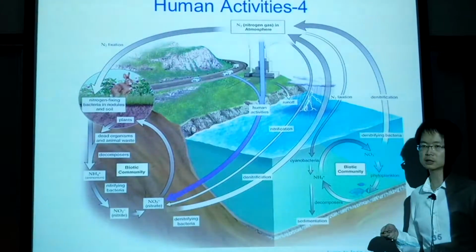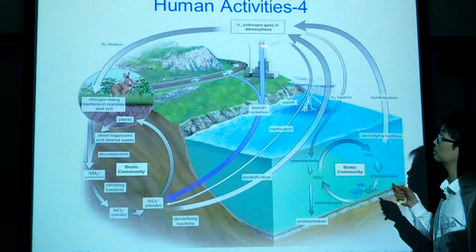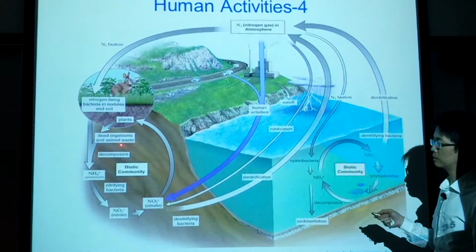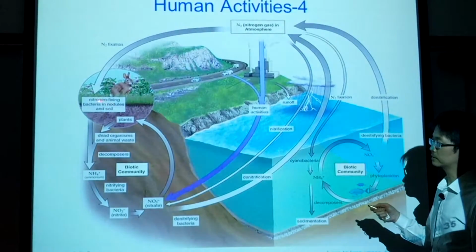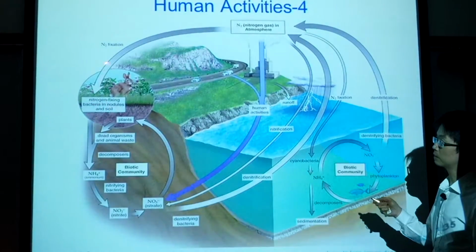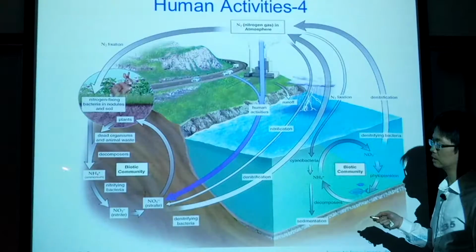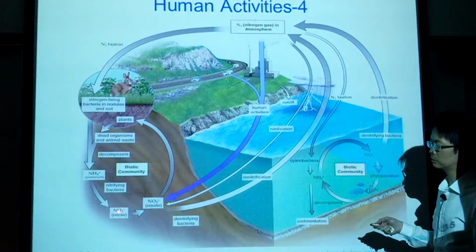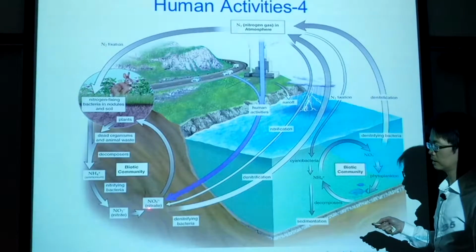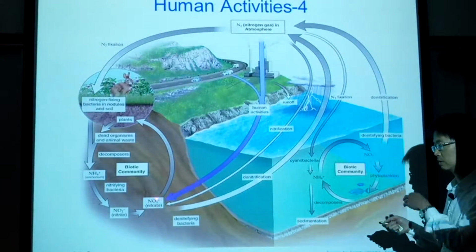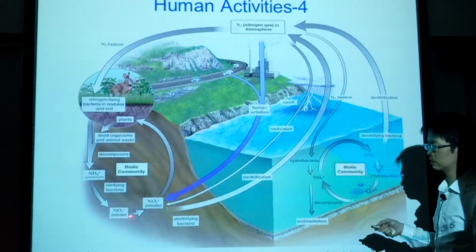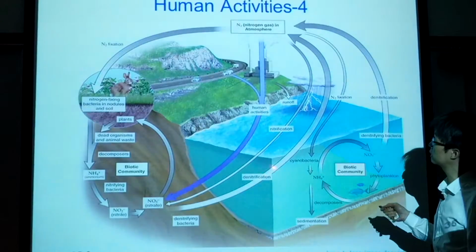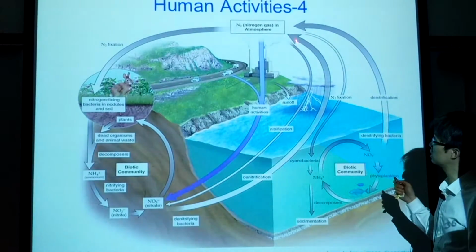So this is the summary diagram for the nitrogen cycle. As you can see, the nitrogen cycle involves the atmosphere, the land, and underground. Remember the nitrogen fixing bacteria. Nitrogen fixing bacteria absorb nitrogen gas to make ammonium, and then nitrifying bacteria convert ammonium into nitrite, and then the nitrate-producing bacteria convert nitrite into nitrate, and then denitrification converts nitrate back to nitrogen gas.